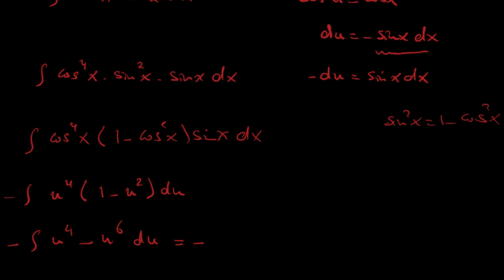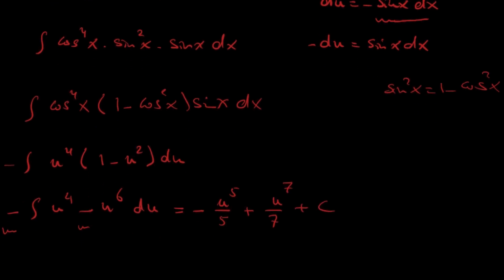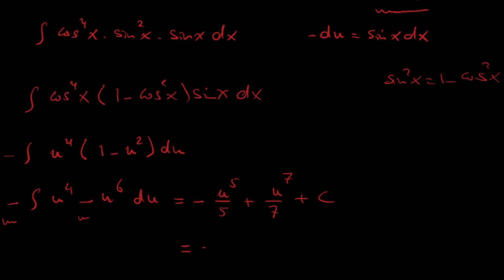Integrated, it becomes minus u to the power 5 over 5, and remember, minus we multiplied by here, it becomes plus u to the power 7 over 7 plus constant, and finally replace u by cosine x. It is going to be equal to minus cosine x to the power 5 over 5 plus cosine x to the power 7 over 7 plus constant, and that's it.